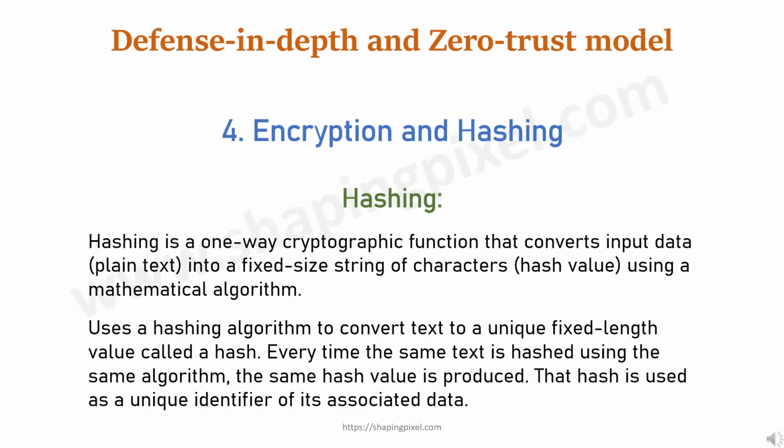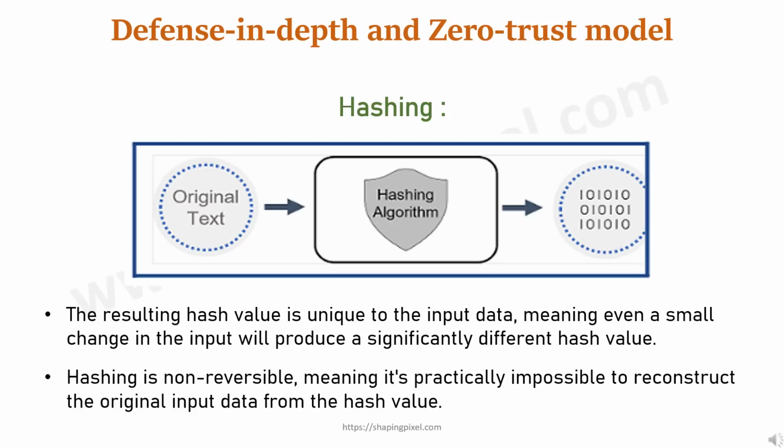Hashing. Hashing is a one-way cryptographic function that converts input data into a fixed size string of characters using a mathematical algorithm. Using a hashing algorithm to convert text to a unique fixed length value called a hash, every time the same text is hashed using the same algorithm, the same hash value is produced. That hash is used as a unique identifier of its associated data. The resulting hash value is unique to the input data, meaning even a small change in the input will produce a significantly different hash value. Hashing is non-reversible, meaning it's practically impossible to reconstruct the original input data from the hash value.